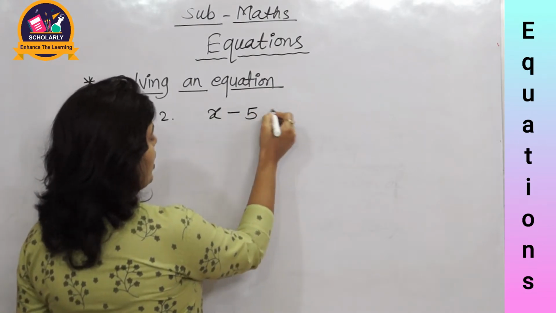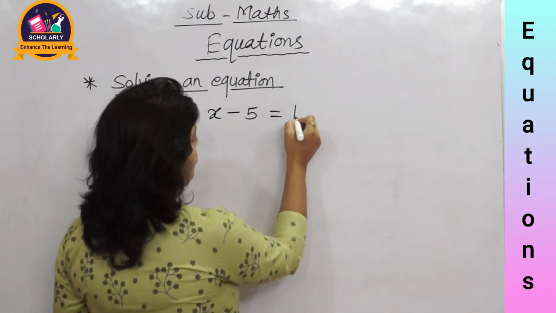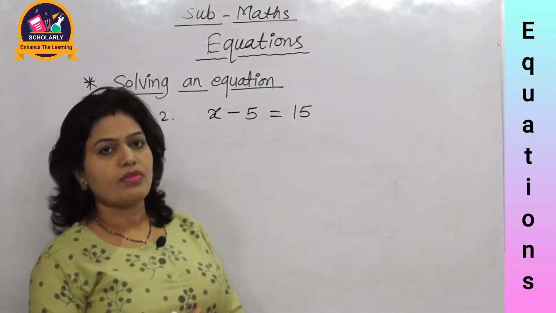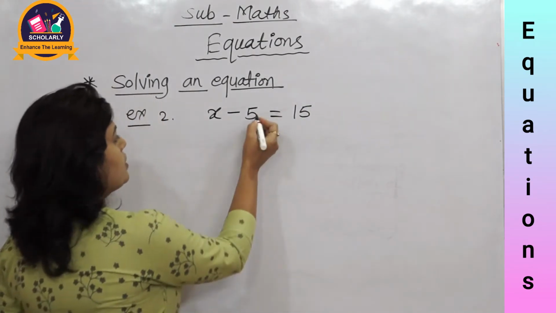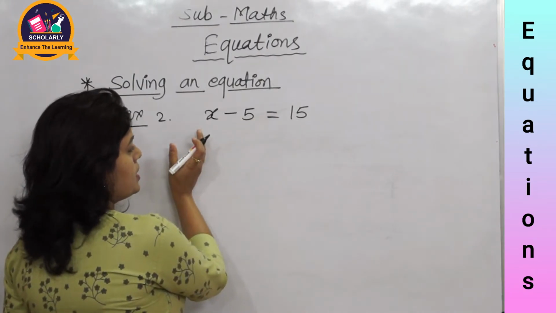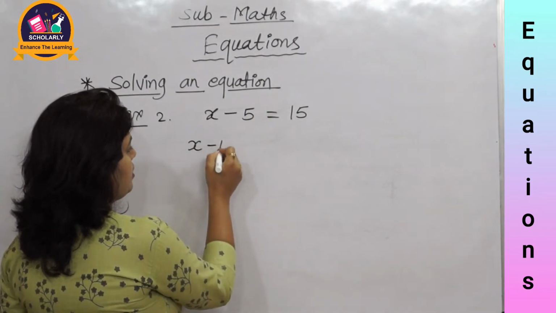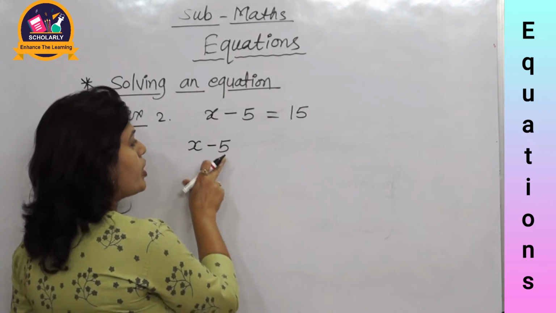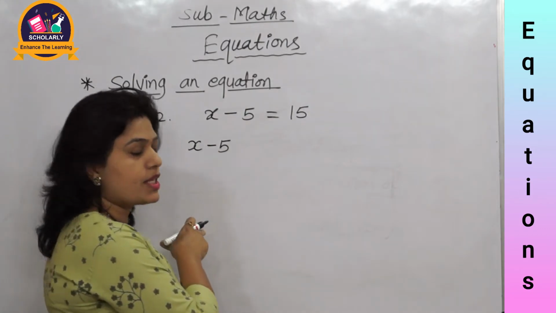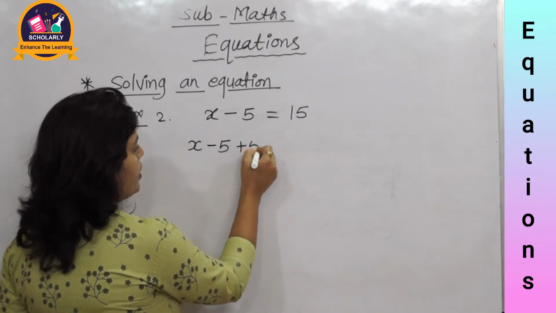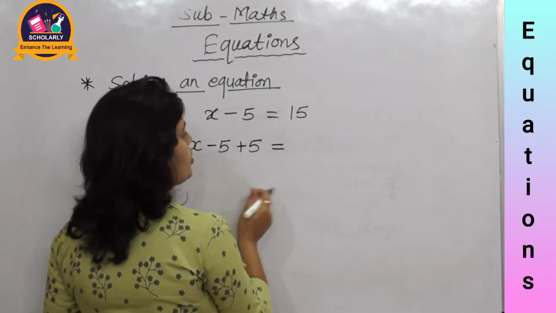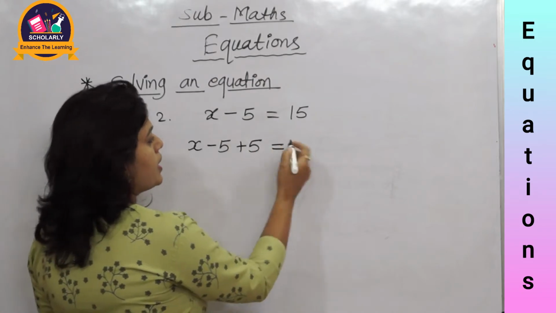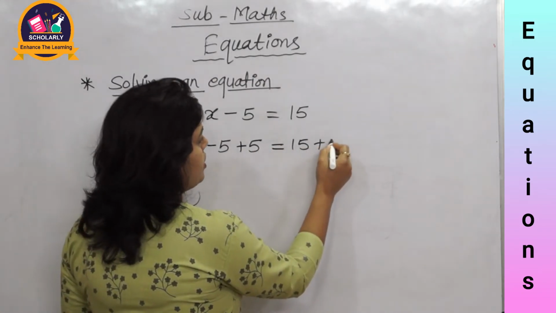X minus 5 equals 15. Here there is minus 5 on the left side. If we have to remove this 5 from this side, then add 5 here. X minus 5 plus 5 equals, if we add 5 here, then add 5 to the right side also.